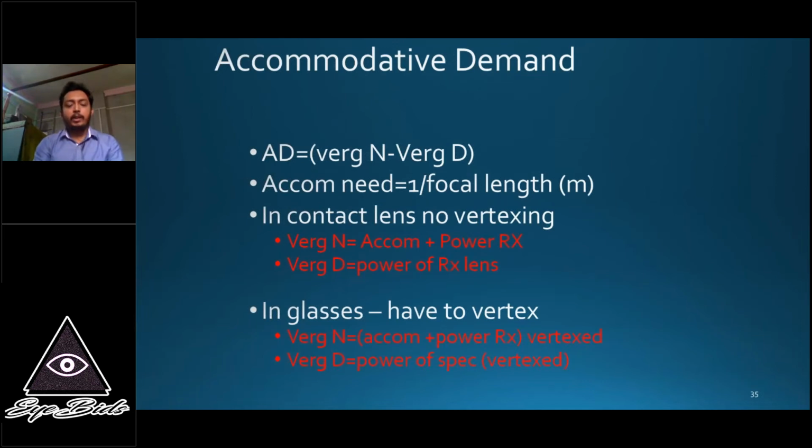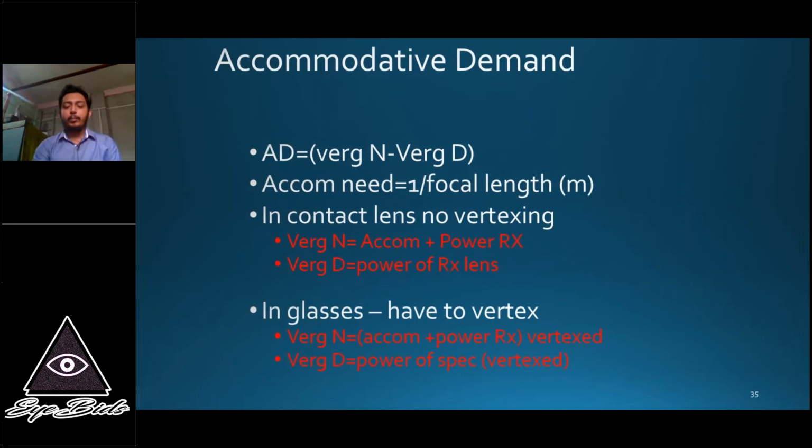So here we can calculate the demand of accommodation. It's a very easy calculation. The accommodative demand equals the vergence of the near minus the vergence of the distance. This formula you can use. The accommodative need you can find by 1 by the focal length, meaning the near distance the patient is using. If your patient is already using the contact lens, no need to correct the vertex distance, but if the patient is wearing glasses, you have to correct the vertex distance.